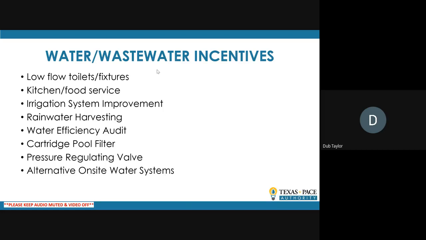Again, kitchen and food service, irrigation systems, rainwater harvesting, cartridge pool filter in a pool situation, that is instead of a sand filter that requires flushing, so there's a water savings benefit there. And then other things, pressure regulating valves, alternative on-site water systems. These are things you typically see through water wastewater.